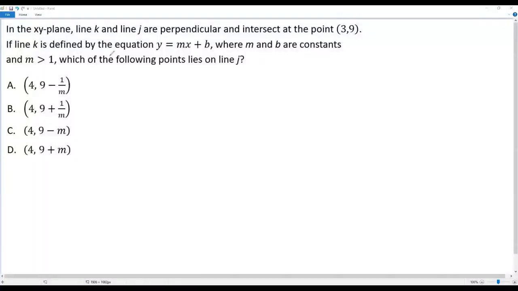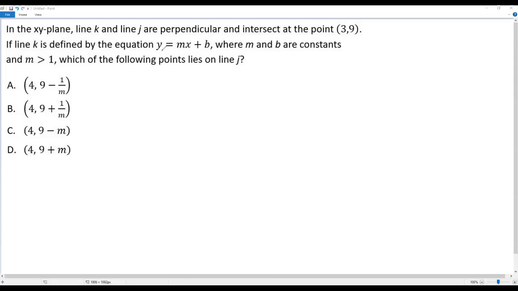Here we have a math problem. Okay, let's go to the question. In the xy plane, line K and line J are perpendicular and intersect at the point (3, 9). If line K is defined by the equation y equals mx plus b, where m and b are constants and m is greater than 1, which of the following points lies on line J?